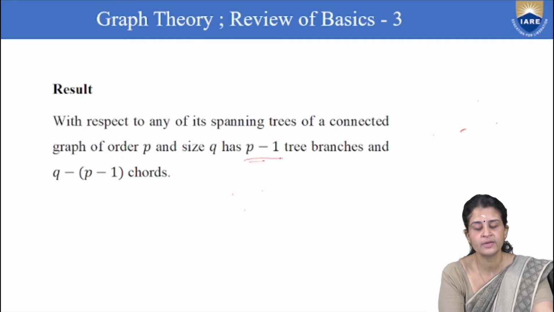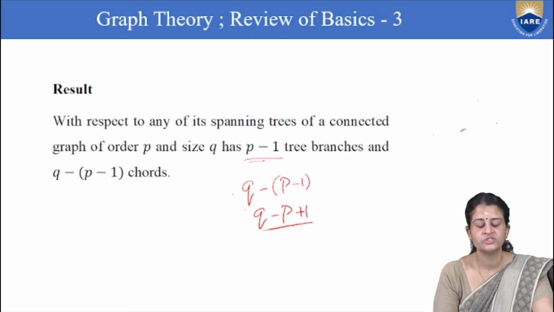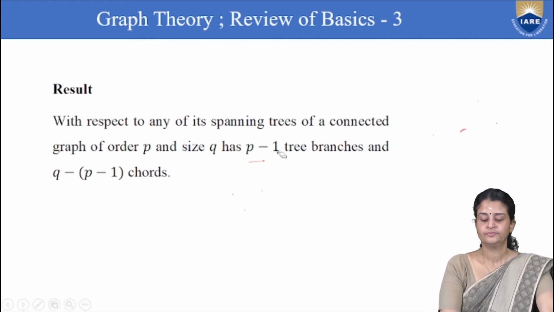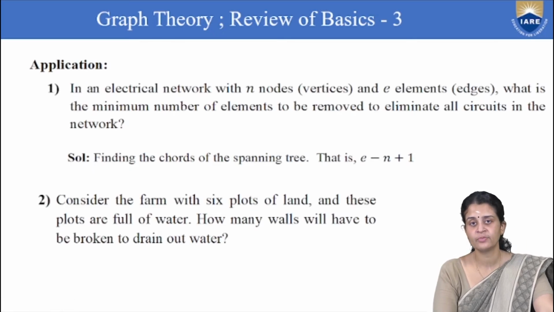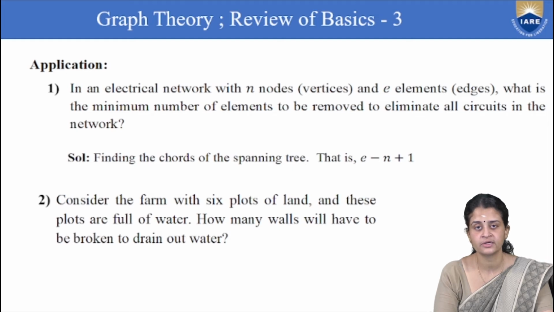So since there are P minus 1 tree branches, we should have Q minus P plus 1 chords. That is, Q minus P plus 1 chords are there in a given graph G with P vertices and Q edges. Now we are going to the application of spanning trees. Spanning trees are mainly used in networking and all.